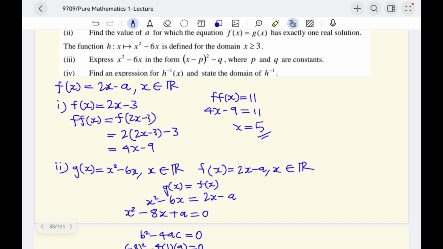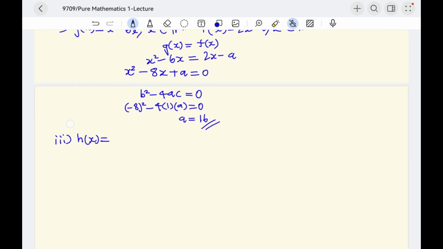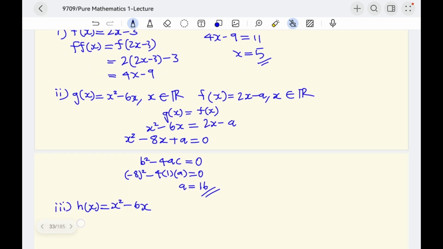The function h(x) equals to x squared minus 6x is defined for the domain x is greater or equal to 3. For this question, I will rewrite the function h as well. You can see that the function h(x) is exactly the same as g(x), just that their domains are different.